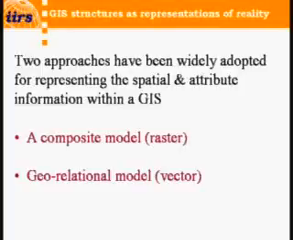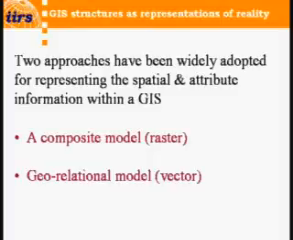Model for representing any spatial phenomena along with attribute. One is a raster, another one is a vector. Raster is also called a composite model, and the vector is also called a georelational model. Now these two models have different characteristics. They have their own advantages and disadvantages, and they have a different file structure.